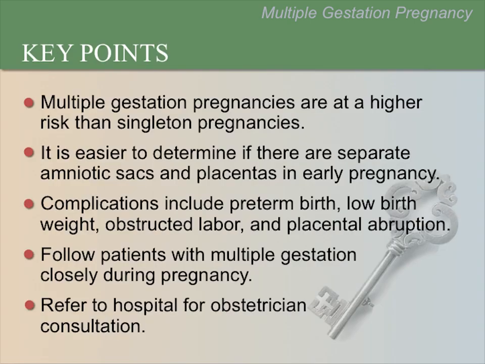Let's review the key points. Multiple gestation pregnancies are at higher risk than singleton pregnancies. It is easier to determine if there are separate amniotic sacs and placentas in early pregnancy. Complications of a multiple gestation pregnancy include preterm birth, low birth weight, obstructed labor, gestational diabetes, preeclampsia, and placental abruption.